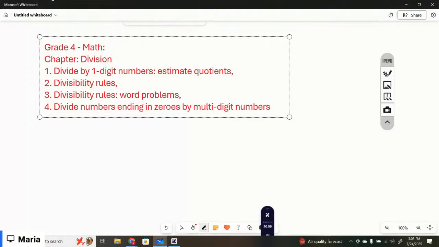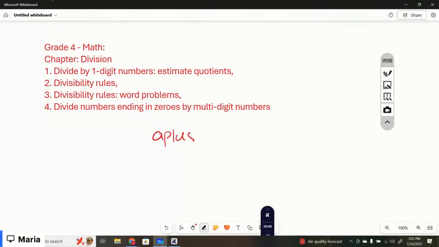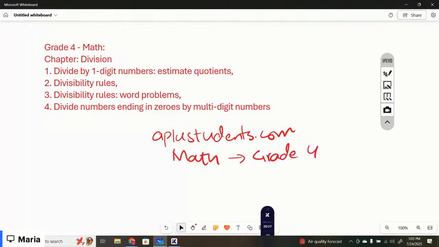You can find all the lessons on aplusstudents.com. You have to log in there. Set password, stater. Then you have to select math from the subject tab, scroll down to grade 4 math, and then click on view all lessons. There you can find a list of the chapters.